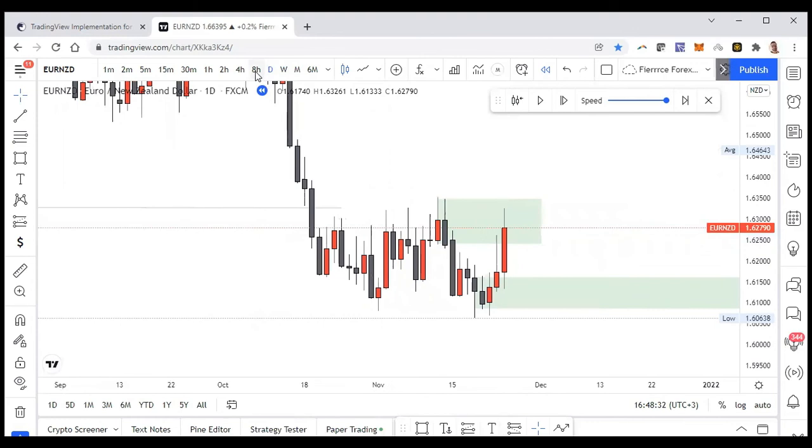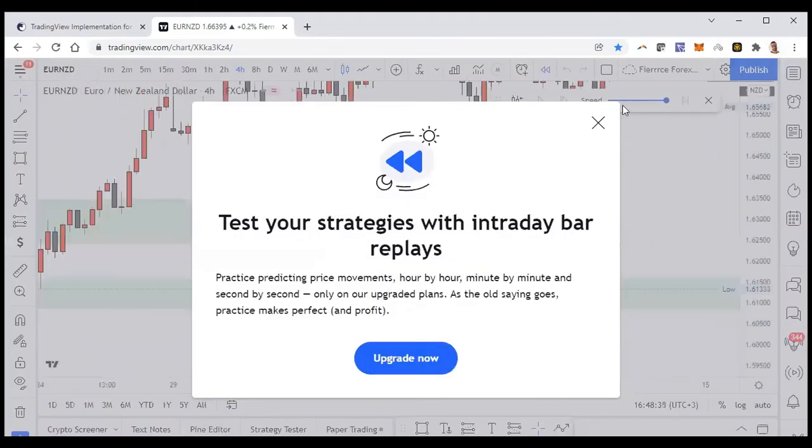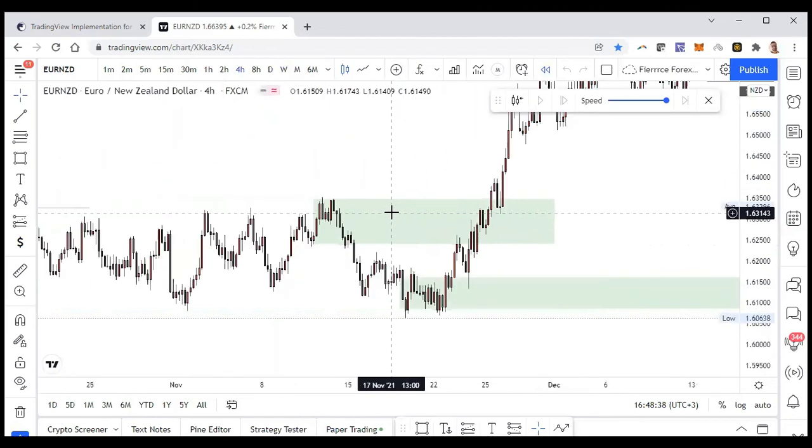Even if I was to go lower, I can't. I can't go lower.